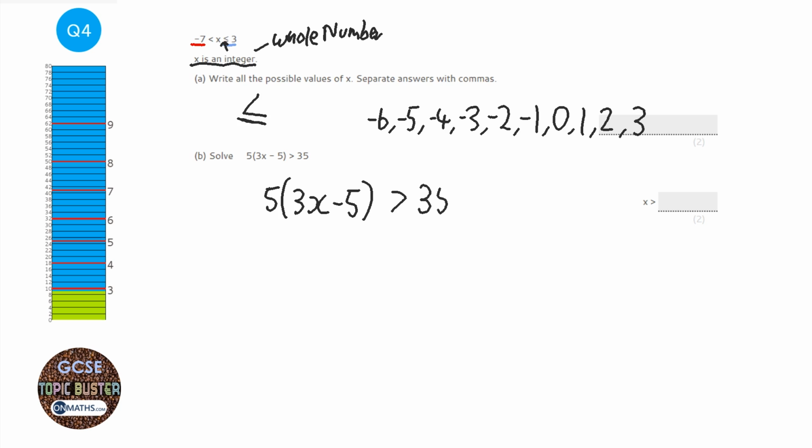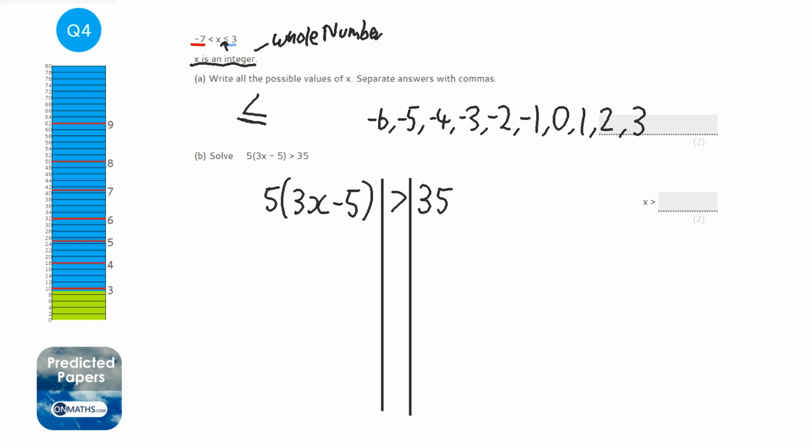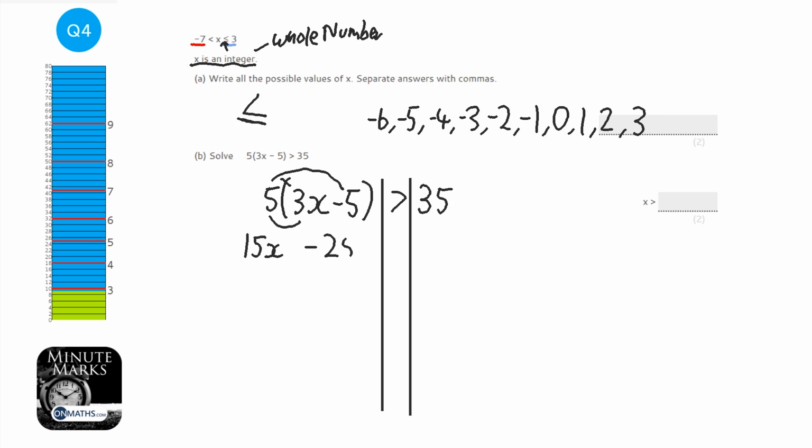Now the way we do this question is the same way as solving just a normal equation with an equals, but don't ever put an equals. There was an exam a few years ago that if you wrote an equals in it, they would give you 0 marks. So the first step is to expand the brackets. So I do smiles and rainbows, but if you've got another method, that's fine. I'll put a little line there to remind me to times it. So 5 times 3x is 15x. And 5 times minus 5 is minus 25. Now you could have divided both sides by 5 and that would have been fine.